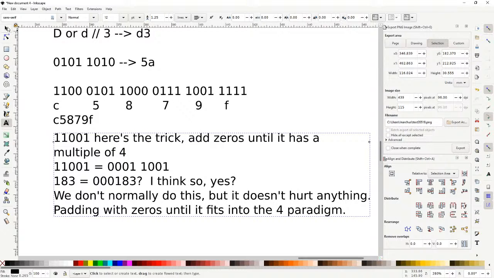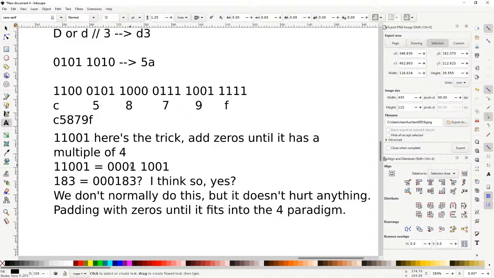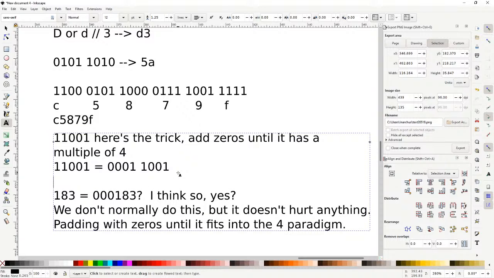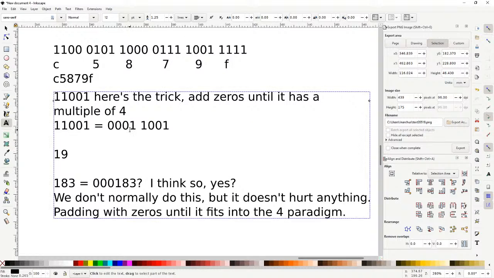Yeah, they're technically unnecessary, but it's definitely easier to read like this. So the reason why you might do this is because when this converts into 1, oh okay, this is hexadecimal 19, right?